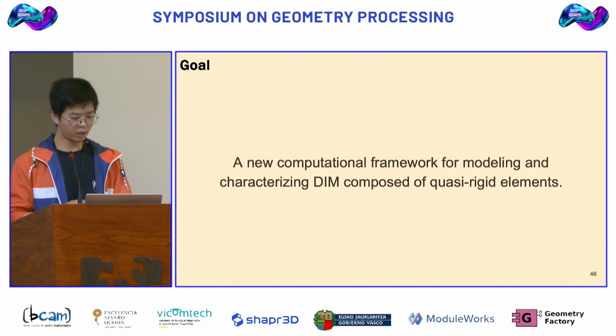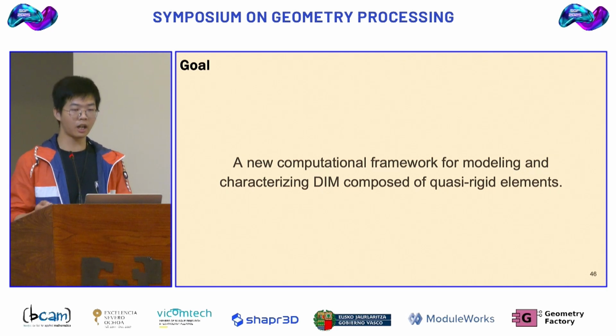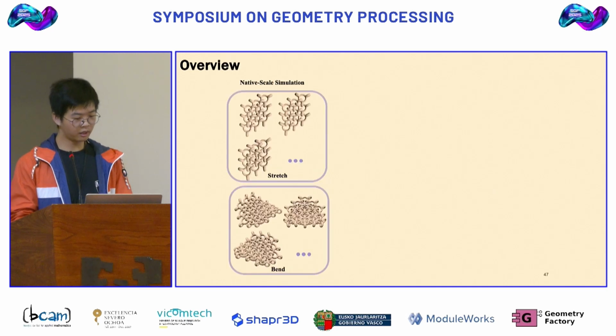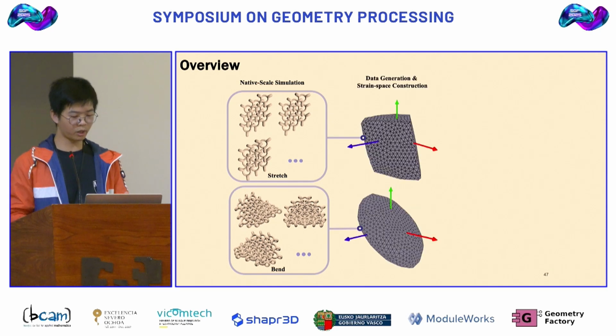So in this work, we introduce a computational approach for modeling and characterizing discrete interlocking materials composed of quasi-rigid elements. This method is built on three main components. First, a native scale simulation model to predict the behavior of interlocking materials under external forces or boundary conditions. Based on that, we can then characterize discrete interlocking materials with hundreds or thousands of deformation tests on the native scale simulation. From that, we can generate a strain space representation, which is called deformation limits, the maximum deformation.